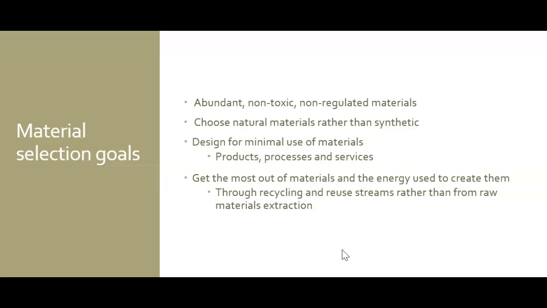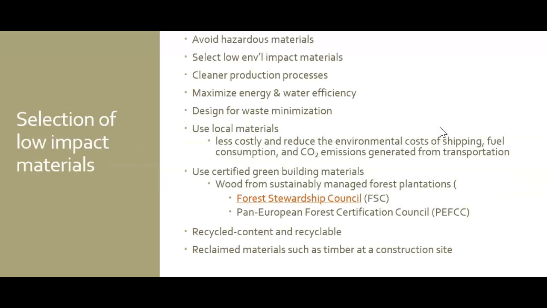So how do we get to this eco-design strategy? Well, you would be looking for having abundant, non-toxic, non-regulated materials. Regulated meaning regulated by government. Natural materials over synthetic. You would be designing products for minimal use of the materials, and you'd look at the processes and services and trying to get the most out of those materials and energy. In other words, all of this is about efficiency. How do we move towards more efficient means of doing business? And for business, essentially what that also means is reduce cost, right? So if they can reduce their costs, they can increase their profits.